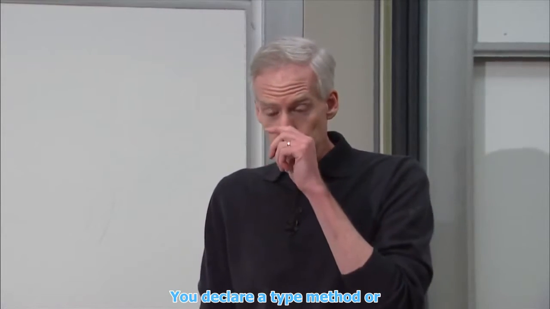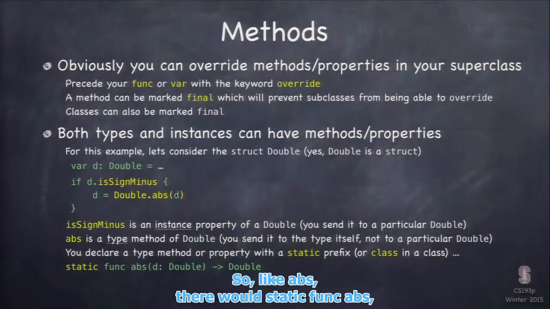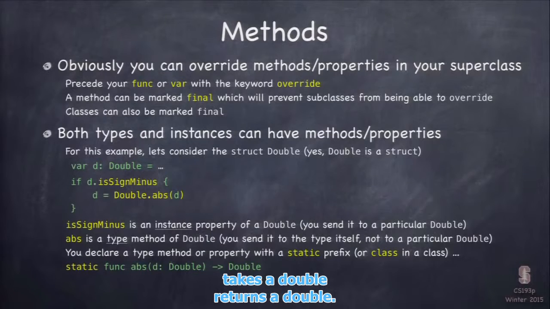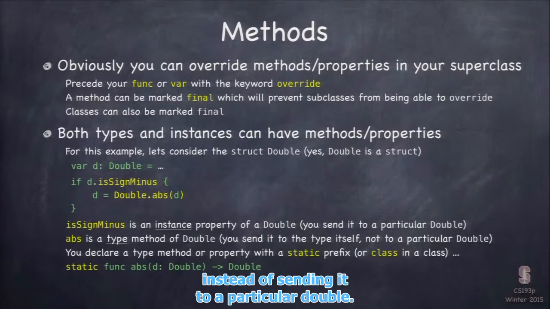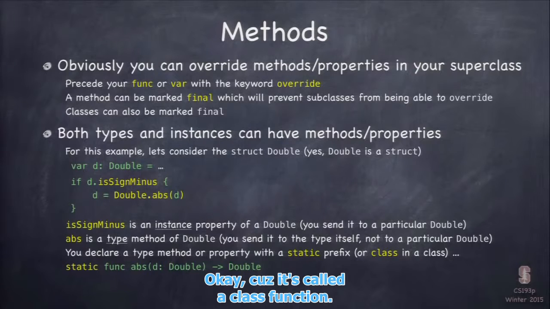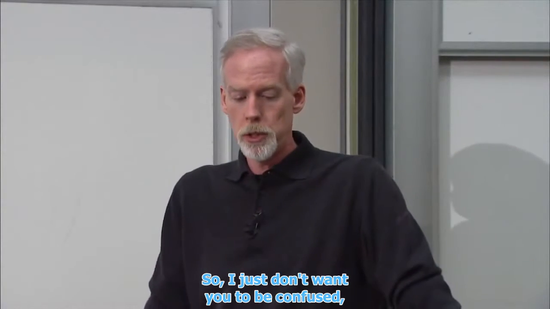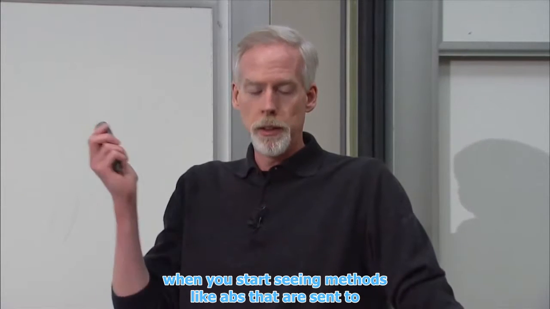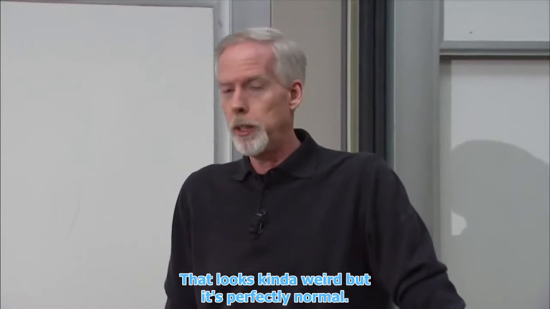You declare a type method or property by using static in front of it. So like abs, there would be static func abs takes a Double, returns a Double. And that makes it so that you send it to the Double type instead of sending it to a particular double. In a class, you use the word class, not static, because it's called a class function. Okay? So I just don't want you to be confused when you start seeing methods like abs that are sent to the Double type. That looks kind of weird, but it's perfectly normal.